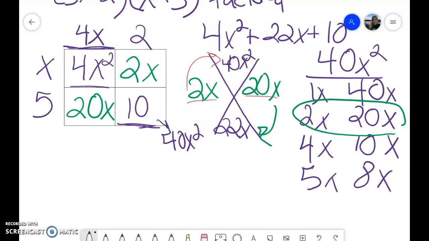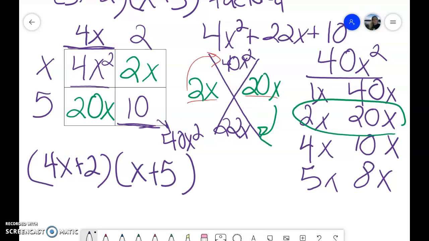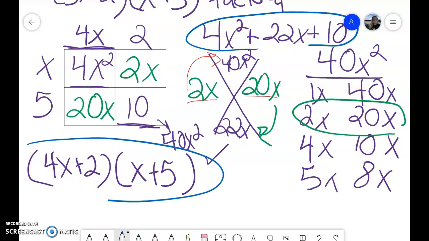So the side length then becomes what? You should say 4x plus 2 and x plus 5. So now that you've tried this, you now know that the standard form here factors to this. You have some more tries to do this again, hopefully soon. Do some more practice. Good luck.